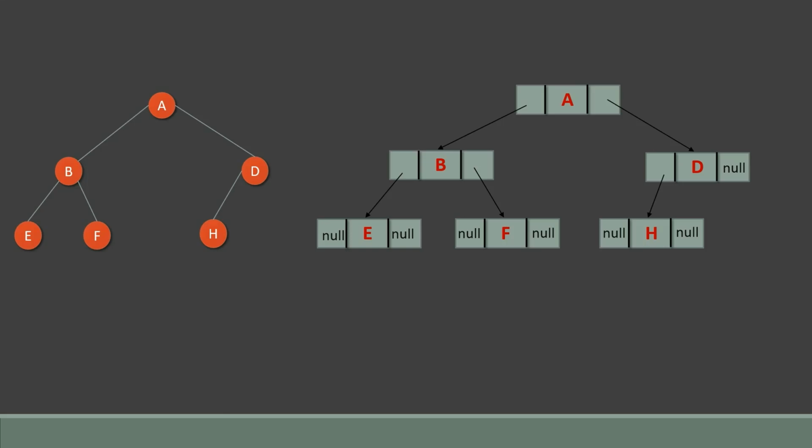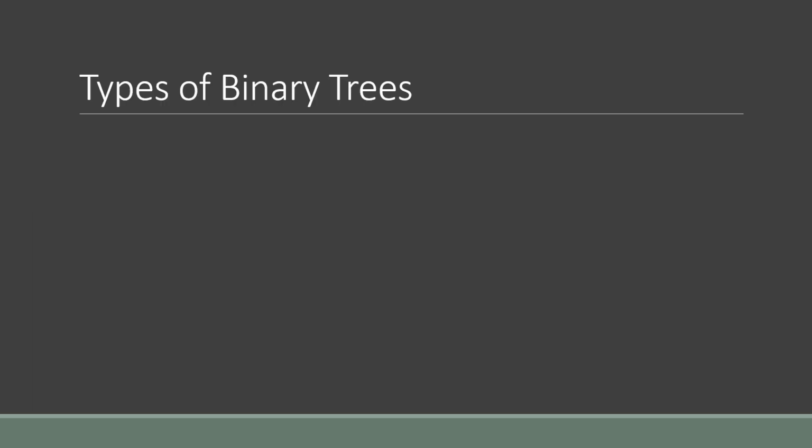We can see that the node A is the root. It consists of the address to the left child as well as the address to the right child. Similarly, the nodes which don't have any child point to null. So let's see what are the types of binary trees.